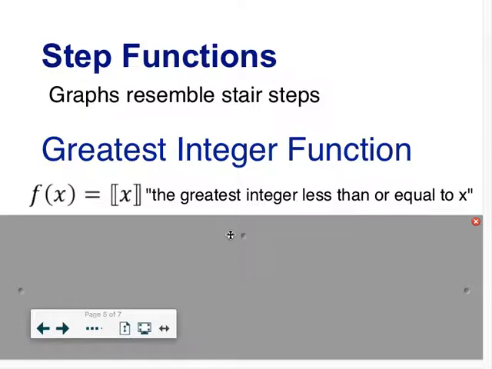How do you do the greatest integer function? What does it mean mathematically? You can put functions into the greatest integer function, and the output is the greatest integer that is less than or equal to that value. The greatest integer that is less than or equal to what you put into the function.